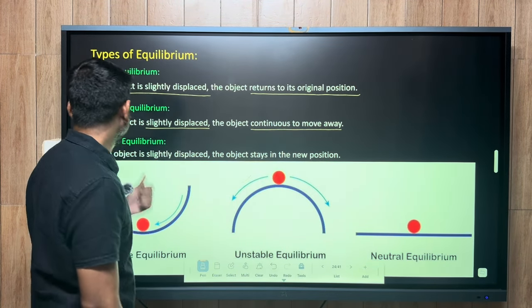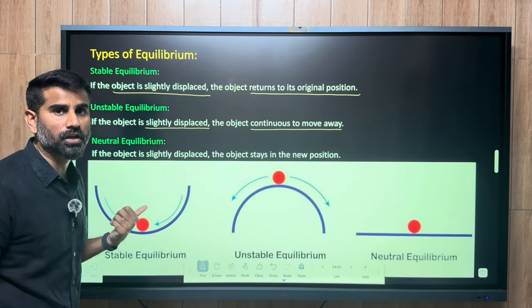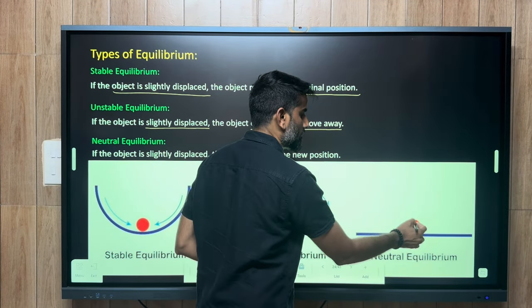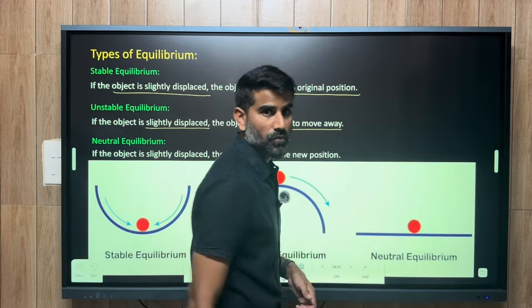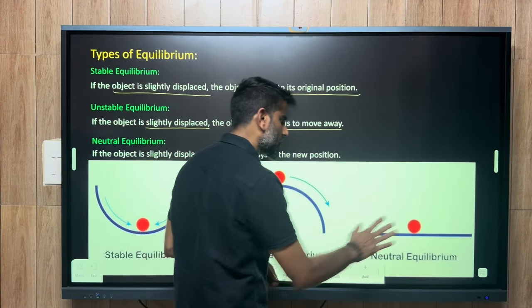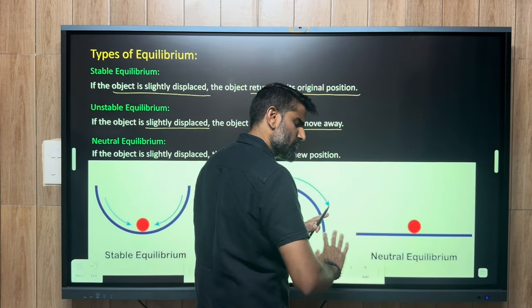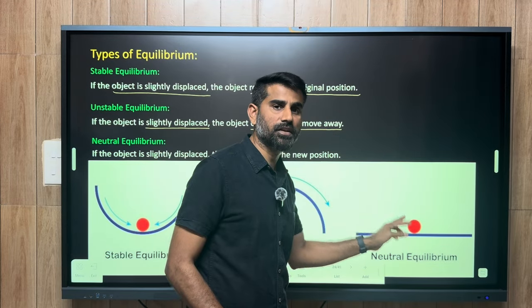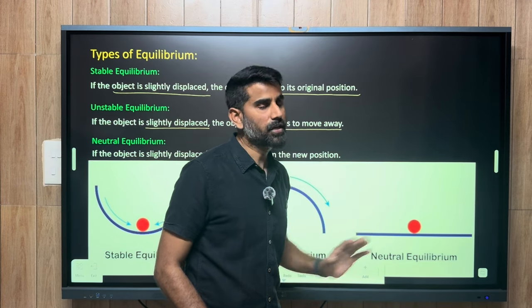Now coming to the third kind of equilibrium, neutral equilibrium. In this case, let's say I have placed this marble on a flat surface. Now the marble is at rest, the floor is again at rest. That means the entire system is at rest, which means it is in equilibrium. This system is in equilibrium.